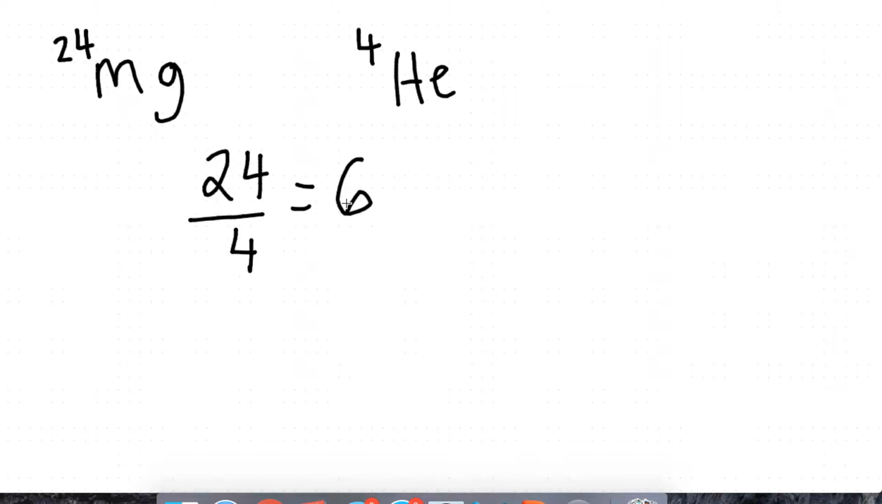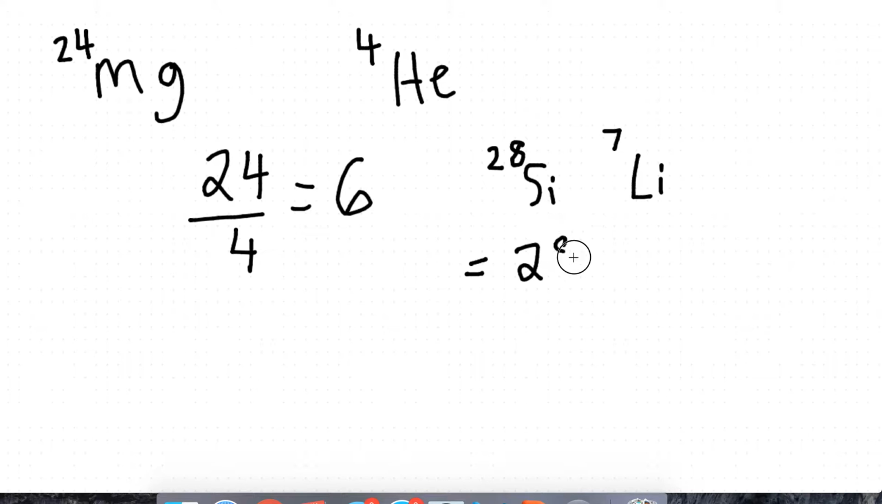If I said, for example, how many times larger is the mass of a silicon atom compared to that of a lithium atom? So, silicon has a nucleon number of 28, and lithium has a nucleon number of 7. So, the number of times a silicon atom is greater than the mass of lithium would be 28 divided by 7, which equals 4.